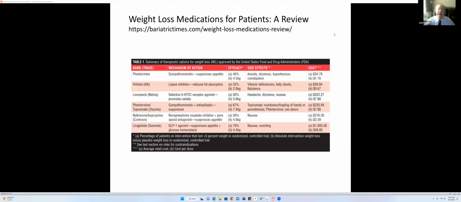Now, one thing that's changed the landscape in bariatric anesthesia is weight loss medications. A variety of weight loss medications are available, and you can see some of them shown here, of which the GLP-1 agonist class of drug is among the most popular in the United States, although they're very expensive. Here you can see we're talking about $1,400 for the average retail cost, and a cost per dose of around $46 for this class of drug.